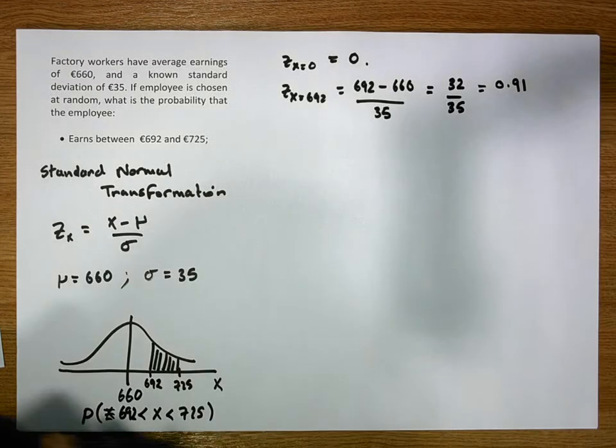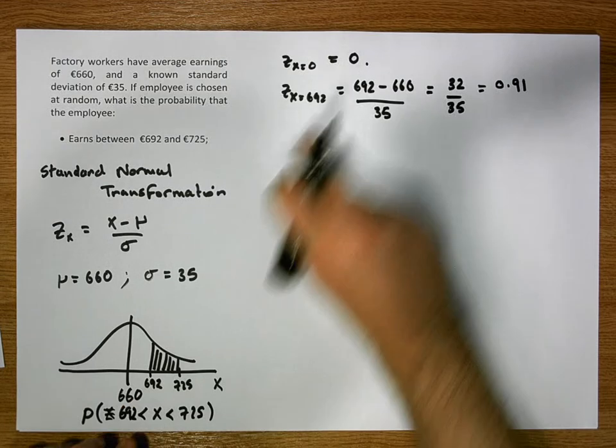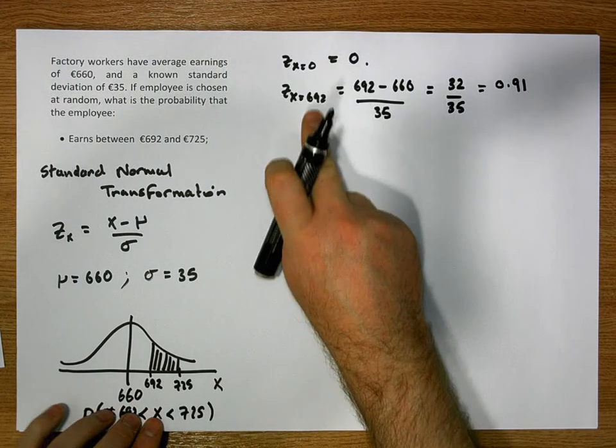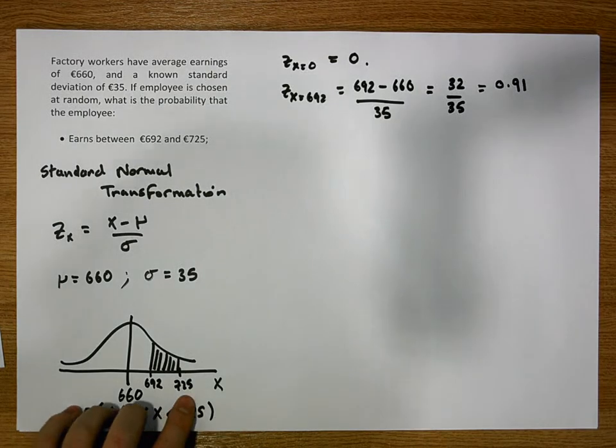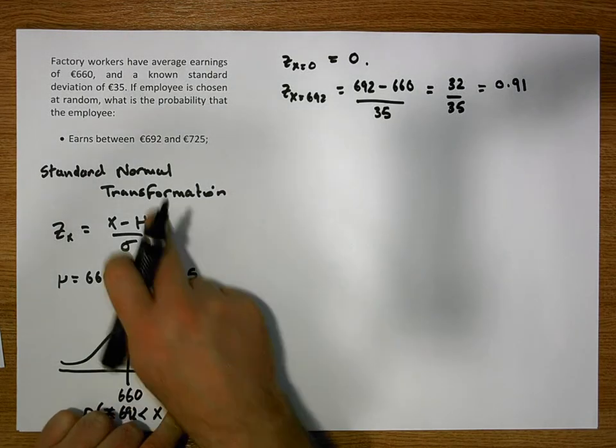Okay, so under the transform, 660 is taken to 0, and 692 is taken to 0.91. So our third point is 725. Where does that take us under this transformation?